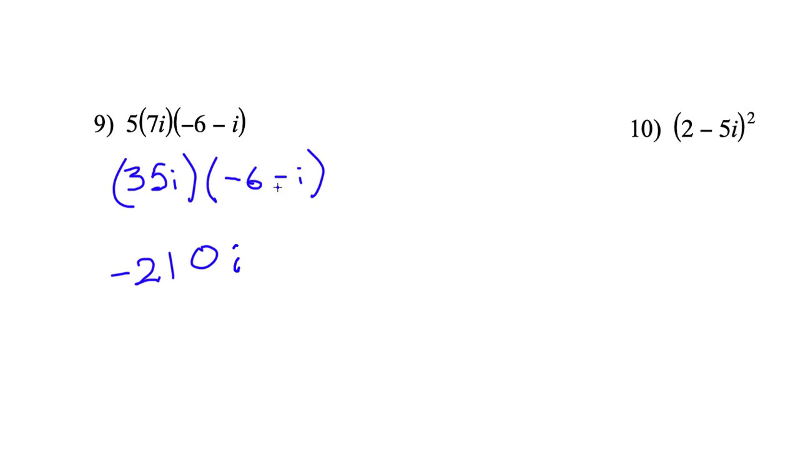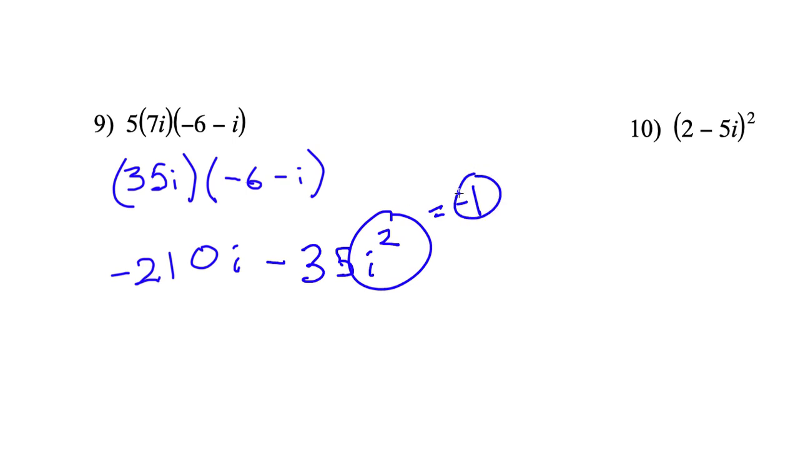The next thing that I need to do is multiply this 35i by negative i, and that is just a positive times a negative, so it's a negative. I have negative 35i squared. This is the key difference between polynomials and complex numbers. With complex numbers, you can no longer leave i squared. I squared has to turn into negative 1. So my final answer is going to be negative 35 times this negative 1, which is a positive 35.